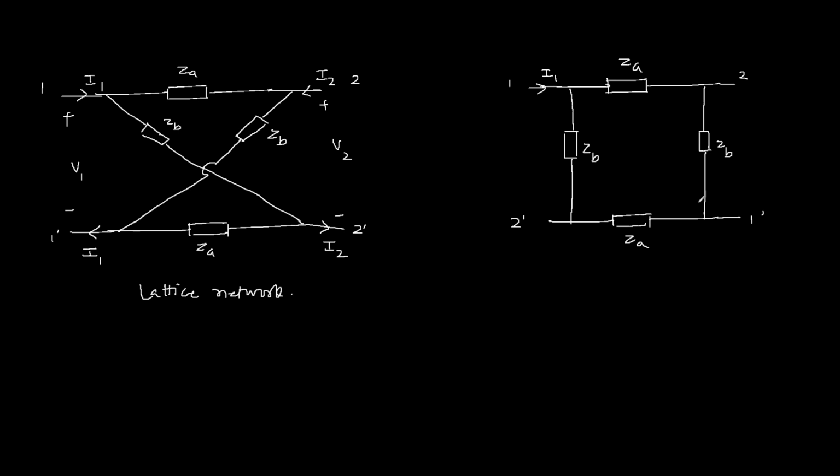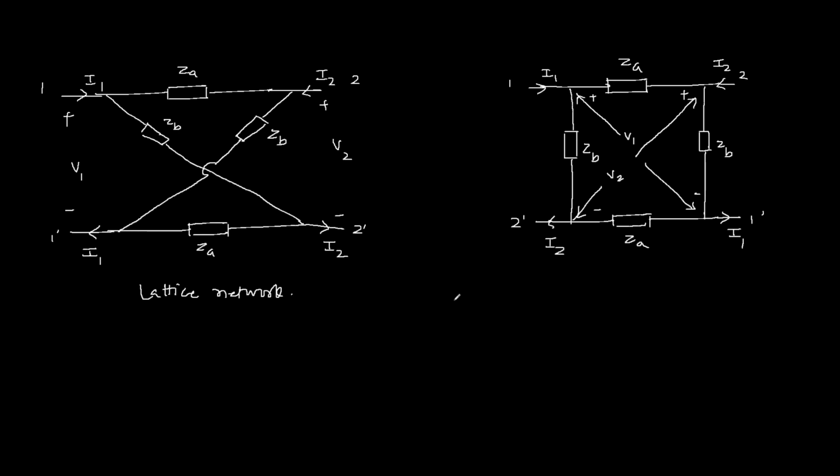This current is I1, and at 1 dash the current is also I1. Here the current is I2, and the current at 2 dash is I2. Now the voltage between 1 and 1 dash is V1. This voltage is V1. And the voltage between 2 and 2 dash is V2. Now we'll apply KVL, KCL to find out the Z parameter.